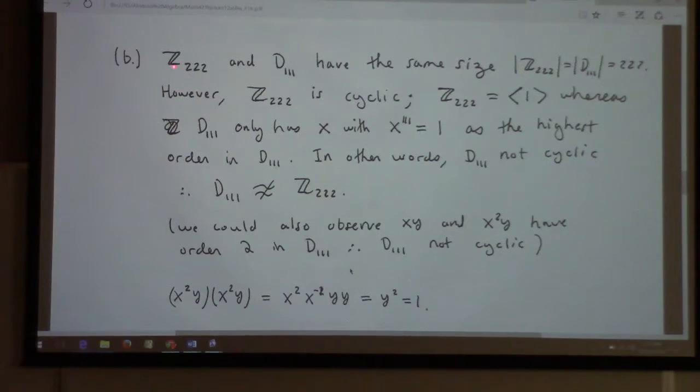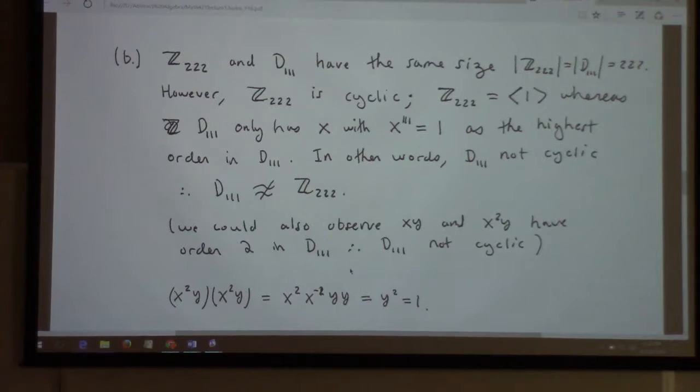So Z222 and the dihedral group of order 222, otherwise known as D111. Of course, this is a cyclic group, and this is not. So I need to go into a little bit of detail there, though I shouldn't just say that. So of course, this is generated by 1, whereas, I guess I did just say that. Fine. Why am I talking myself out of that? It's obvious that D111 is not cyclic, so they're not isomorphic.